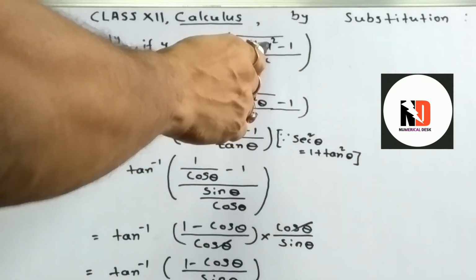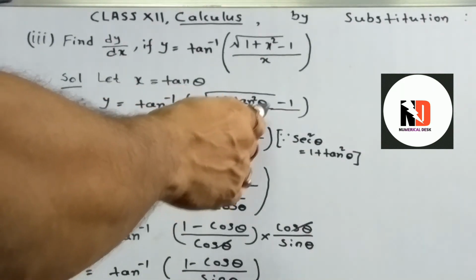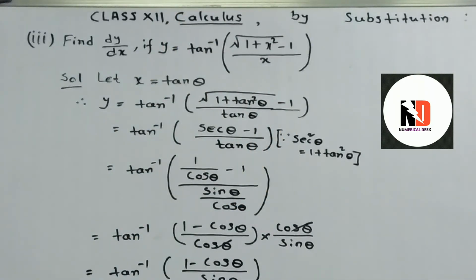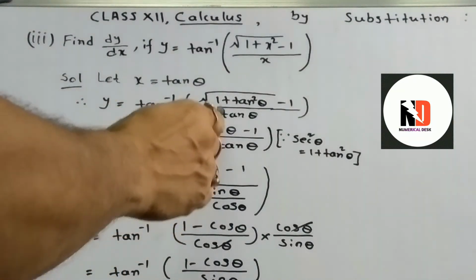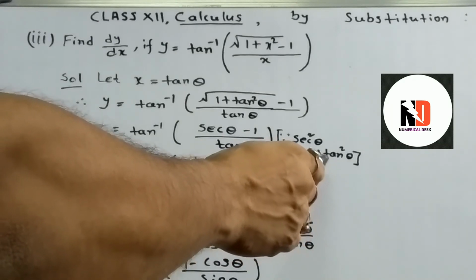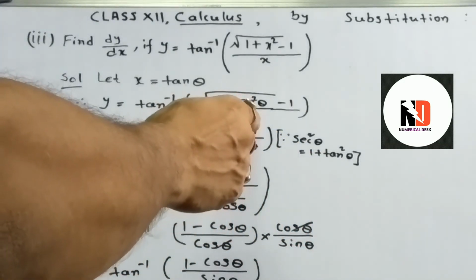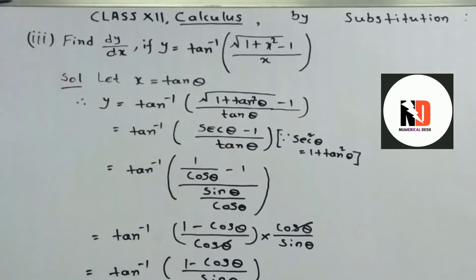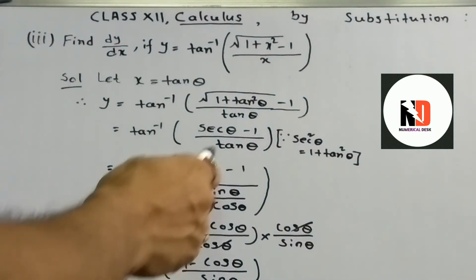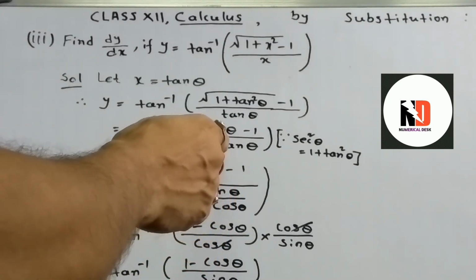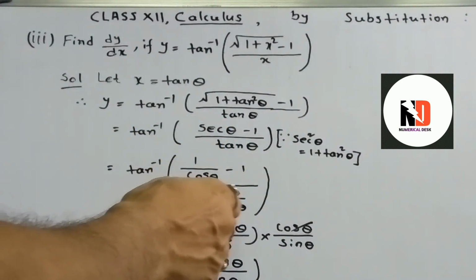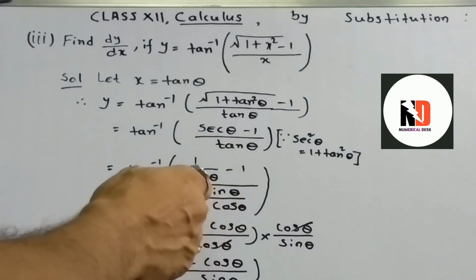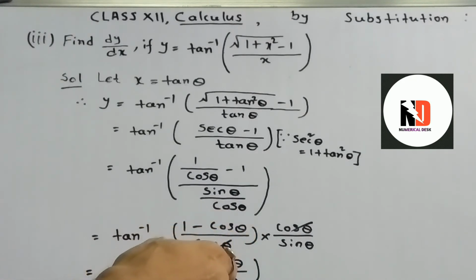Now putting the value, x equals tan theta is assumed, so root of 1 plus tan square theta minus 1 by tan theta. Now 1 plus tan square theta equals sec square theta, and root of sec square theta is sec theta. So it is sec theta minus 1 by tan theta, because sec square theta equals 1 plus tan square theta, which you learned in class 9 or 10. Now breaking the sum into sin cos format. Sec theta equals 1 by cos theta. You can easily understand this sum.